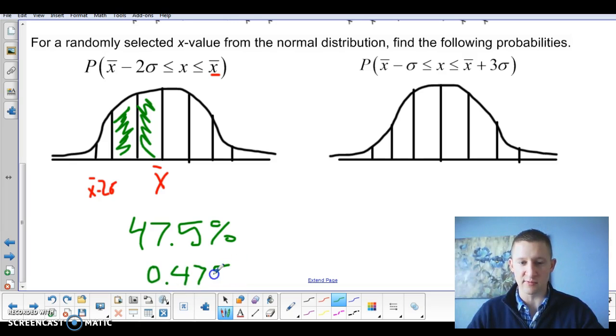Probability is often referred to as a decimal. Sometimes you can get away with percent. Either is going to be okay.